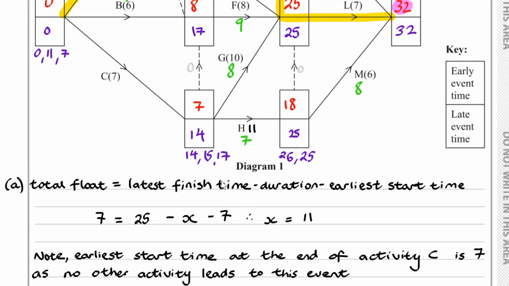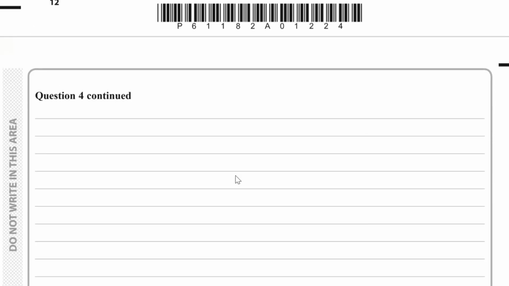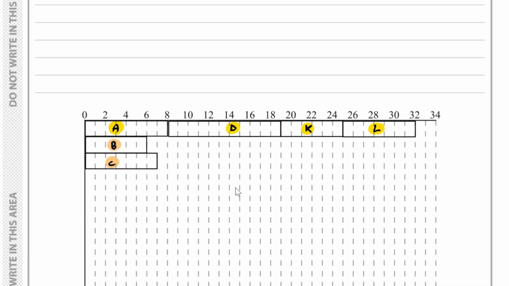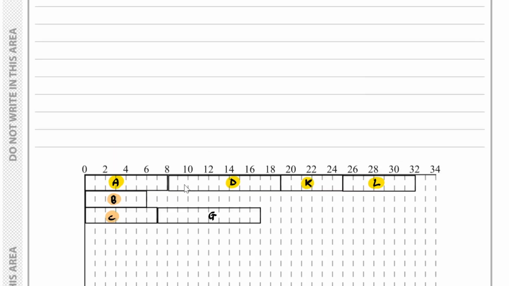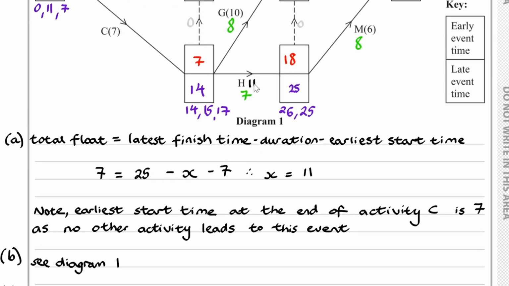So G has a duration of 10, so that would take us up to 17 after C. So after C, from here, 17, that takes us up to here. So that over here is activity G. And then we've got H. H has a duration of 11. So 7 plus 11, that would be 18.